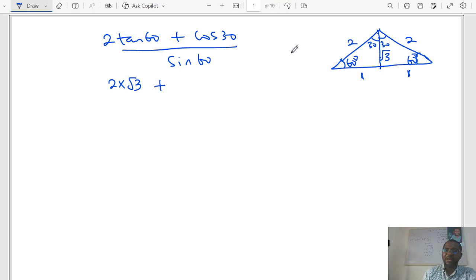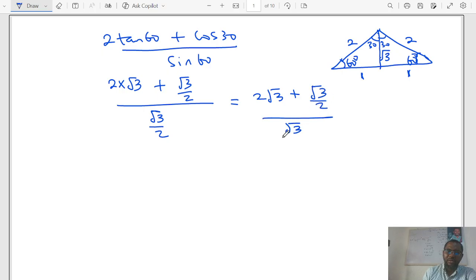Cos is adjacent over hypotenuse. Adjacent of 30 degrees is root 3. Hypotenuse is 2. So that means root 3 over 2, divided by sine 60. Opposite of 60 is root 3. Hypotenuse is 2. So this is also root 3 over 2. Okay, I hope that makes sense. Now this is going to be equal to 2 root 3 plus root 3 over 2, all over root 3 over 2.